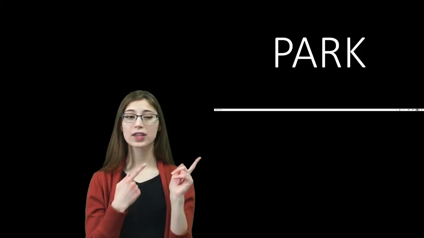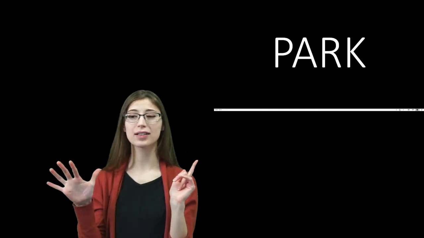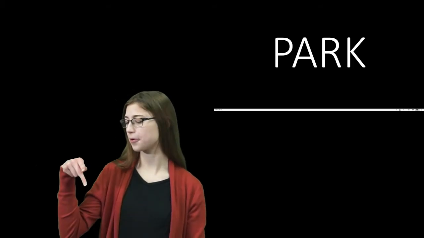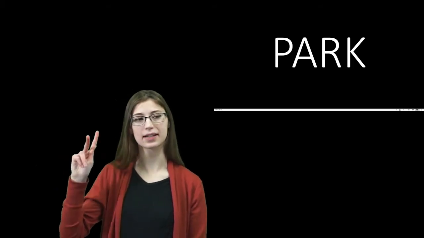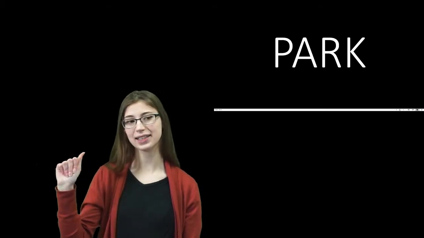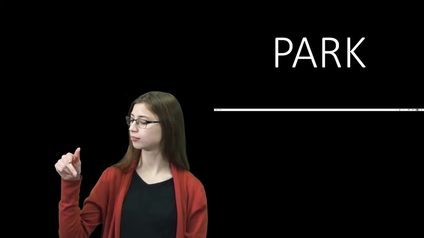Park. For this word, you are just going to spell, and then you could do kind of an area motion afterwards. So P, an upside down K, A, R, K, area. Park.